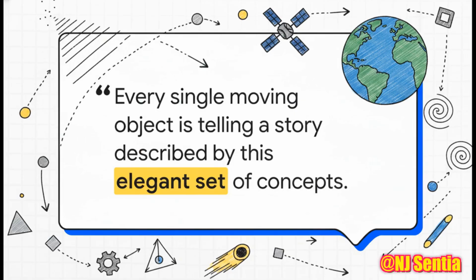Ultimately, from a tiny dust particle drifting in a sunbeam to a massive satellite orbiting the Earth, absolutely everything in our universe is bound by this single, coherent matrix of position, velocity, and acceleration. Every single moving object is fundamentally telling a story that can be described using this same small, elegant, interconnected set of concepts. It truly is a universal language.